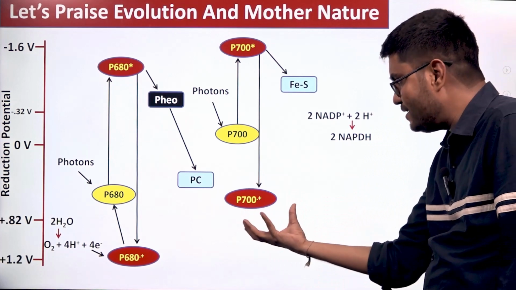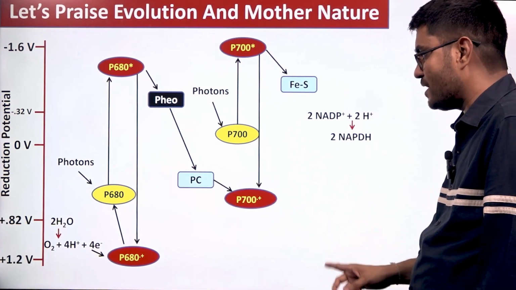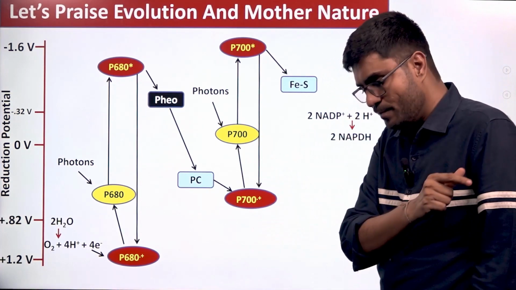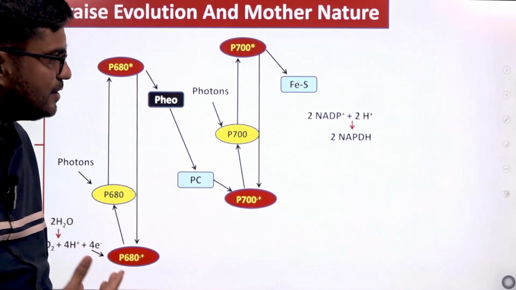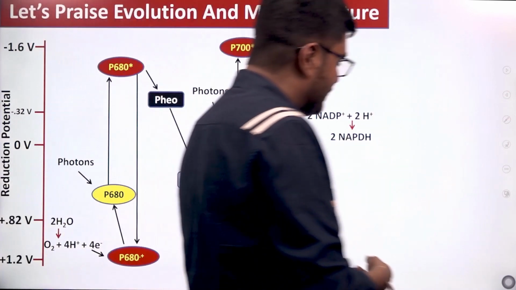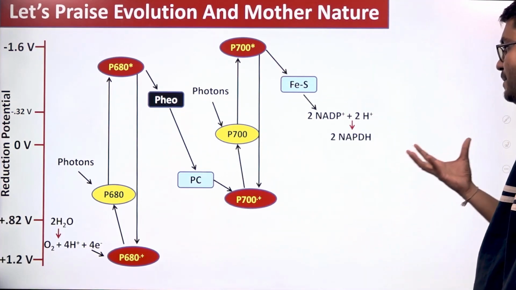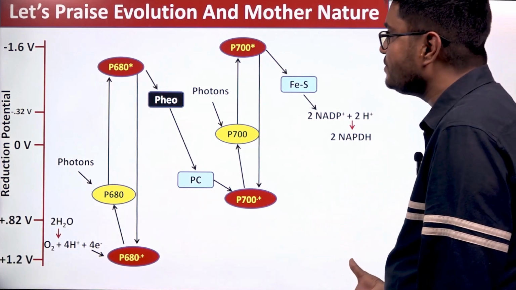It has a higher reduction potential than plastocyanin, so it can snatch the electron from plastocyanin and convert back into P700, ready for the next cycle. Everything is happening 2 times. And from this iron sulfur complex, the electron will be given to NADP plus. NADP plus will convert into NADPH.